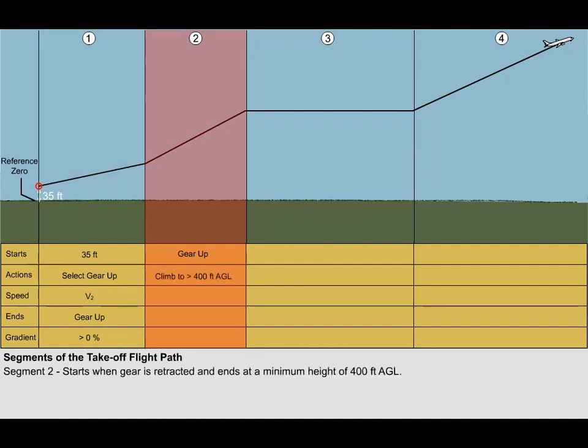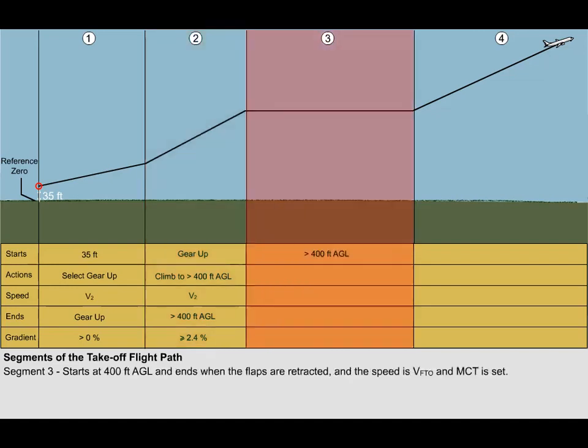The objective now is to retract the flaps. However, flap retraction is not permitted below 400 feet. Therefore, the action by the pilot is simply to climb, and no less than V2, until 400 feet is reached. Once 400 feet is reached and flap retract can commence, segment 2 ends. Since the aeroplane has had the main source of drag removed, the minimum gradient requirement is more severe at no less than 2.4%. Segment 3 starts above 400 feet and is the flap retraction and acceleration segment.